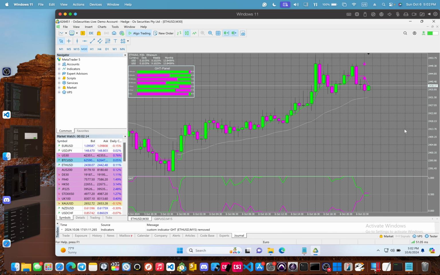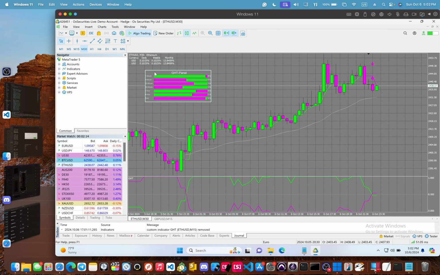Speaking of panels, this panel is a multi-time frame panel. It lets you know the GHT trend of the 1 minute, the 5, 15, 30 minute, the 1 hour, the 4 hour, and the daily time frame. So you can just choose the time frame that you like to sit on, and that's it. You can watch the panel from there.